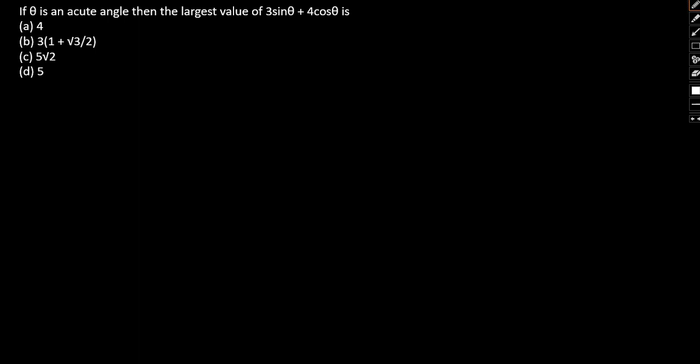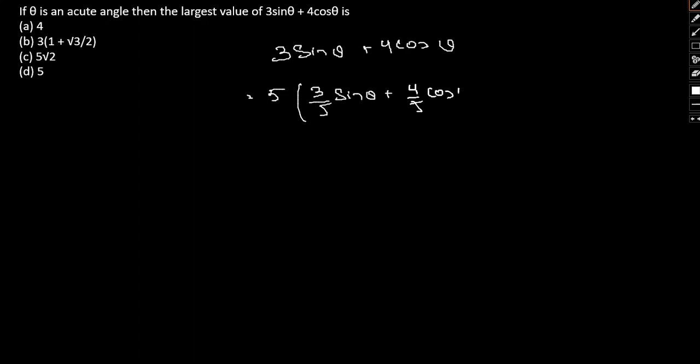If theta is an acute angle, then the largest possible value of 3 sin theta plus 4 cos theta is: 4, 3 into (1 plus root 3) by 2, 5 root 2, then 5. Okay, so let's take a look at how we can go about solving the same. Say we have 3 sin theta plus 4 cos theta. Now let's do something. Let me multiply this entire expression by 5, and then again divide it by 5 as well. In general the 5 and 5 will cancel. So I multiplied this entire thing by 5 and divided this entire thing by 5.